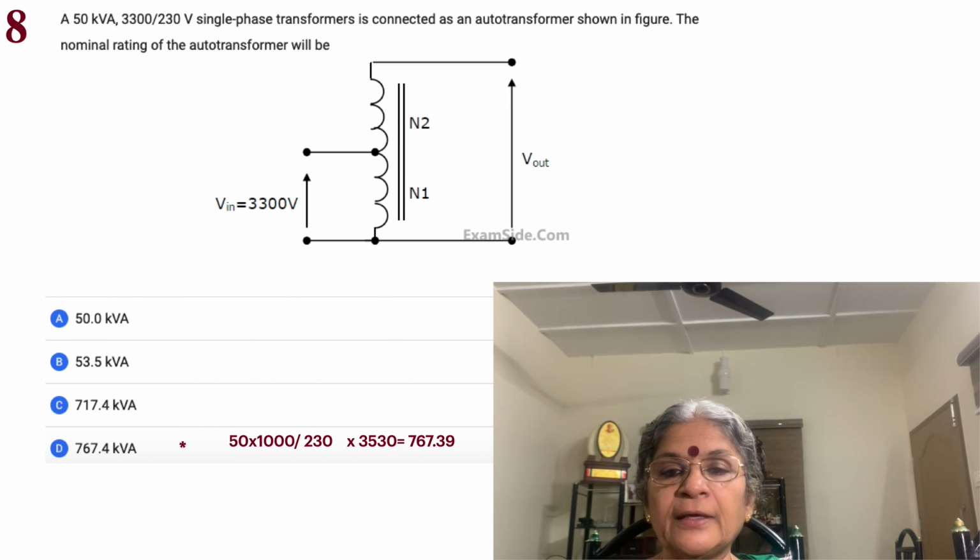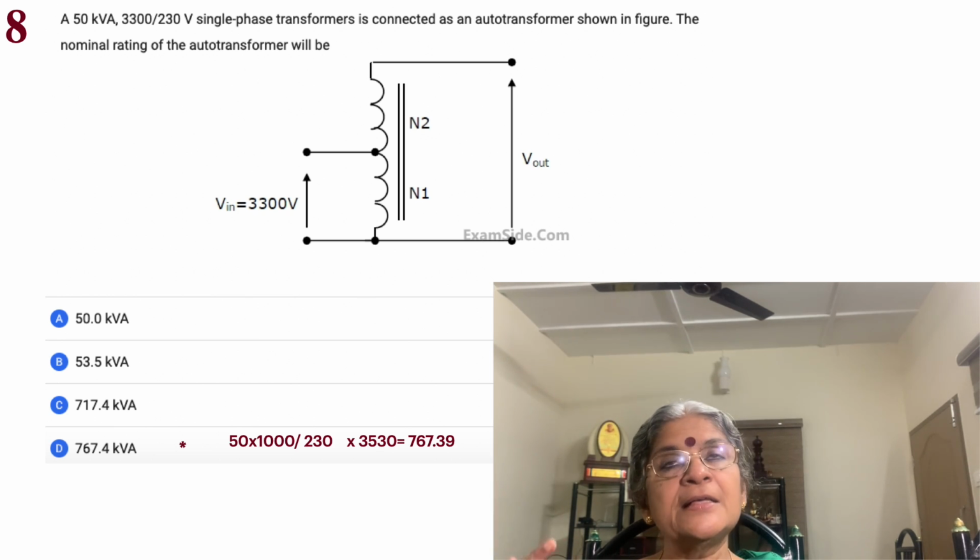A single phase transformer is connected as an auto transformer as shown in the figure. The normal rating of the auto transformer will be: we have 50 kVA divided by 230 volt, so 50 into 1000 divided by 230, multiplied by the total possibility of the voltage, 3300 plus 230, that gives us 3530. So when you multiply it together, you see that we can even go for rough calculations because the answers are separated in a very drastically different manner.